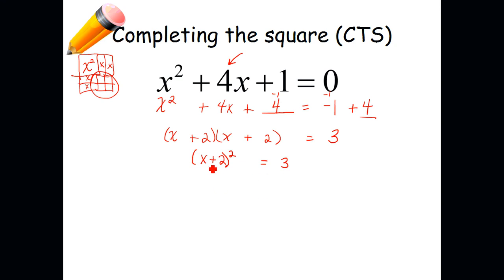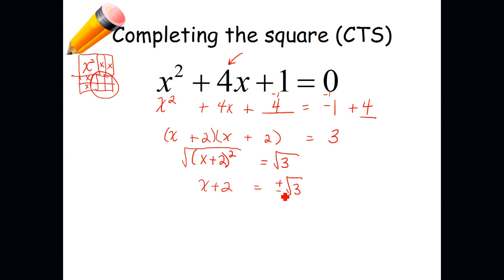So now how can I solve for x now? Notice that I don't have x in two different places. I just have it in one place. And I can get x alone now by using our whole square root idea. I can get rid of the squared by square rooting, which leaves me with x plus 2. And over here, the square root of 3 just stays the square root of 3. I can't break it apart.